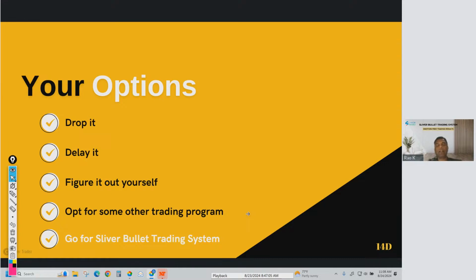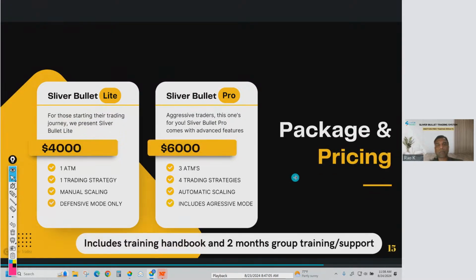And in the coming slides, I will show you how we have reduced the price of all this, because as I've told, trading education itself starts at $12,000, and then software costs, then the funding, and we have put them all together and reduced the cost of all this. So the last and the best option is to go for Sliver Bullet Trading System. And if you decide to go for that, here is the offer.